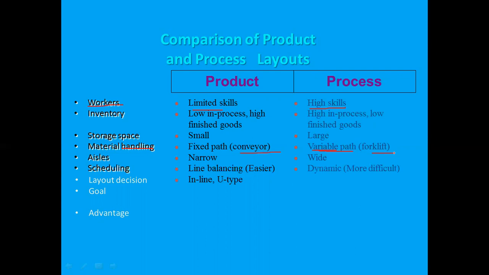Layout decision is a U type, inline type, but here functional type. Next, goals. Equalize work at each station. Each station we are having the same equal work, but here minimize material handling cost because we are using high skill labor, we have to minimize the material handling cost. Advantage: the product layout is efficiency type but process layout is a flexibility type.